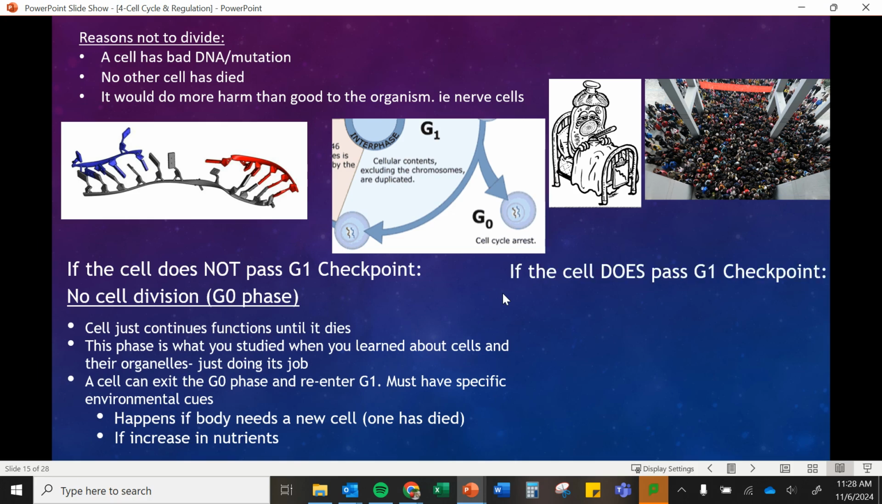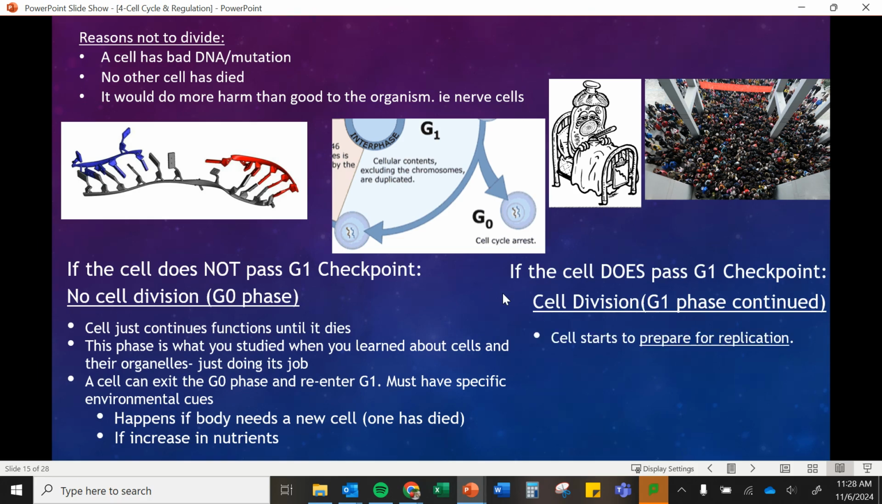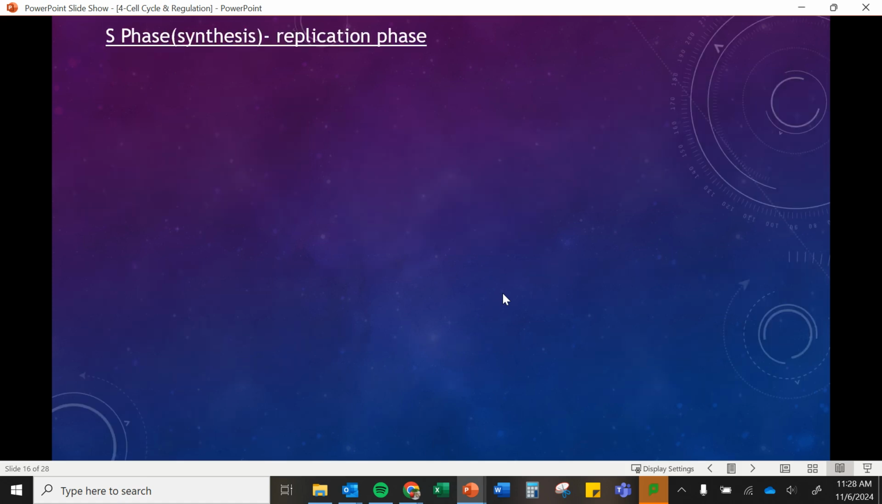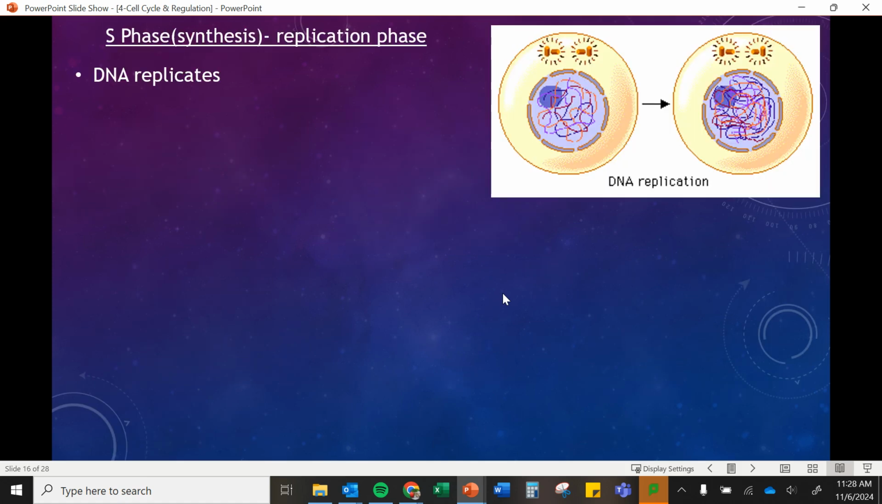Okay, so if the cell does pass the checkpoint, it goes on to the next phase, and that is the phase to prepare for replication. So we're making copies of our organelles, the cell is going to grow, and it's going to produce proteins needed for cell replication and cell division. And it moves into the second part of interphase, which is phase S, or synthesis. This is the replication phase.